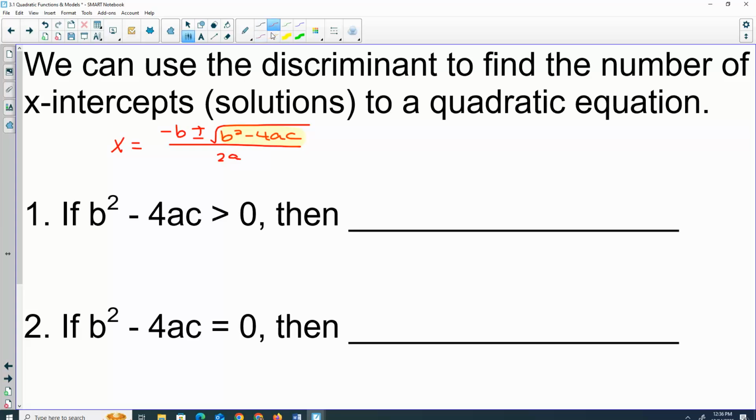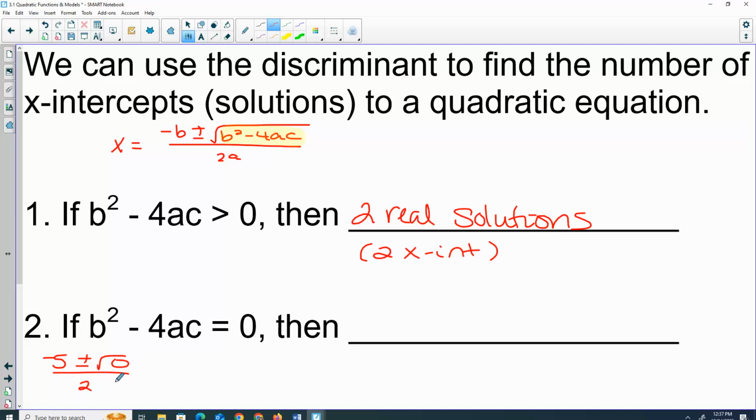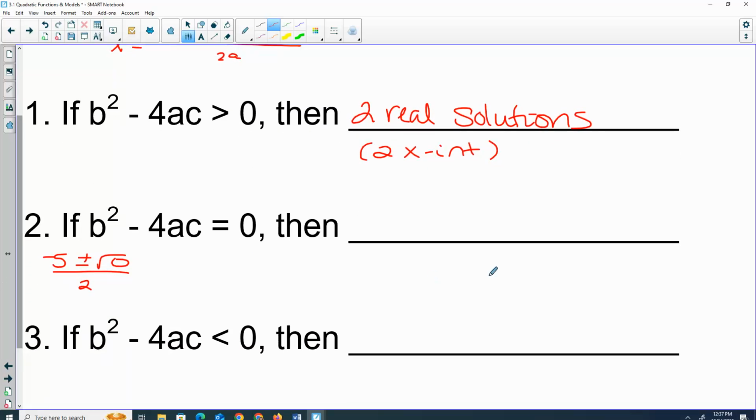So if that's a positive number, then you have something plus that and something minus that. And so what it means is there are 2 real solutions, or 2 x-intercepts. When you look at that graph, it would hit the x-axis twice. If it's 0, think about if I said like -5 plus or minus the square root of 0 over 2. What happens when you add and subtract 0? Get the same thing. So it only has one real solution. In terms of a graph, it means it hits the x-axis one time.